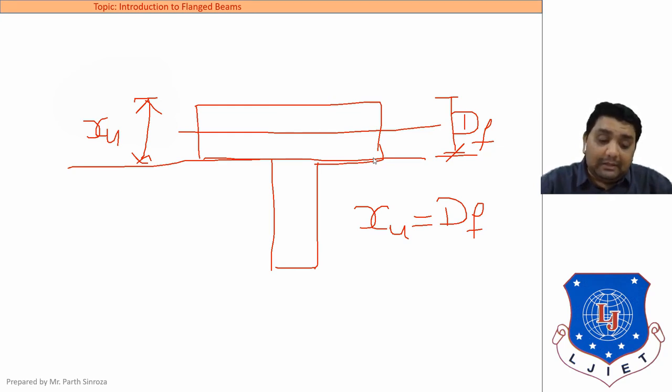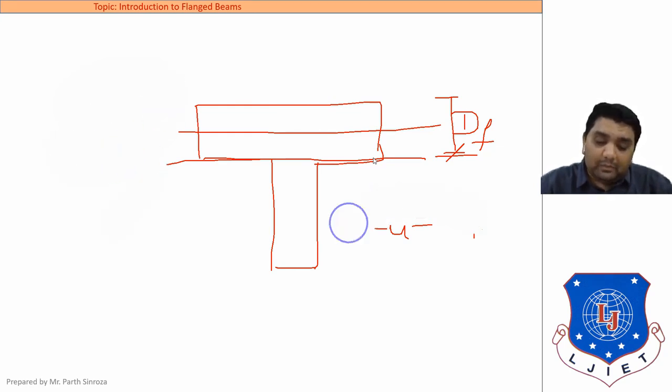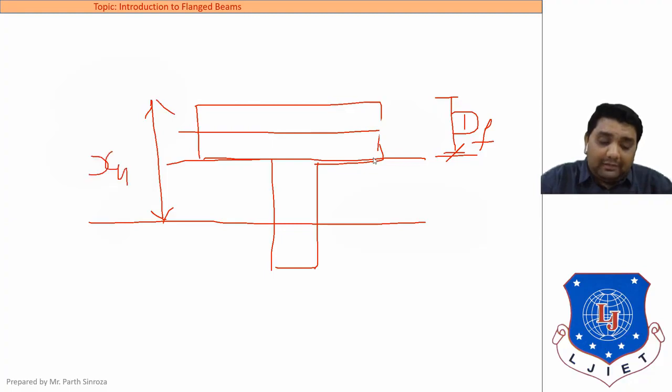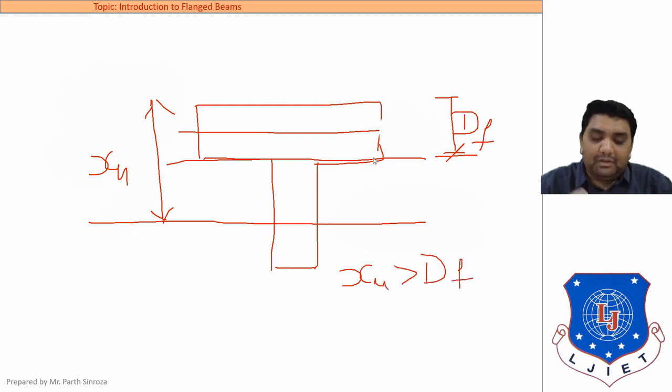And the third case, we'll be moving forward to the third case. For the third case, our neutral axis can be in the web. So in this case, this distance will be our xu. Df remains the same because it is the thickness of slab. So for the neutral axis to be in the web zone, xu will be greater than Df. These three relations we need to remember.